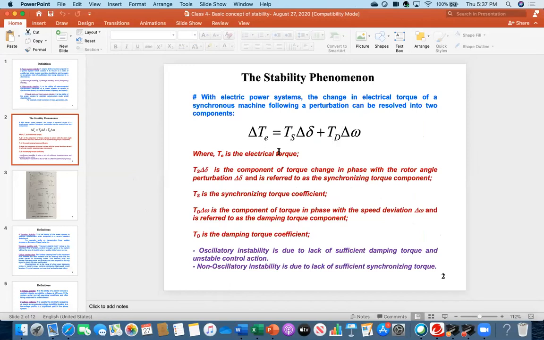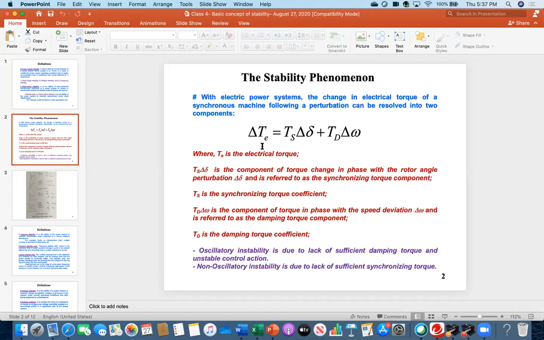As you can see, I have written down an equation, del T equals Ts del delta plus Td del omega. And what I have written on top of that: in an electric power system, the change in electrical torque of a synchronous machine following a perturbation can be resolved into two components. You all know that T is the electrical torque, and electrical torque is the electric output power divided by omega. That is the definition of electrical torque.